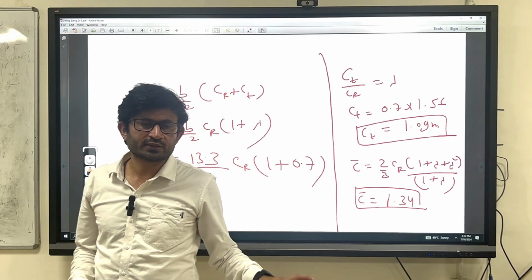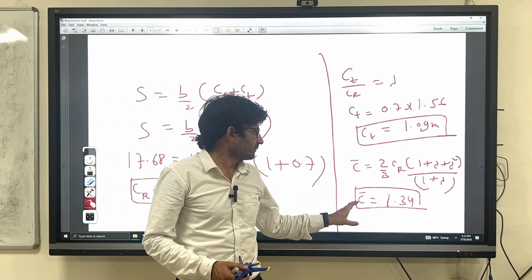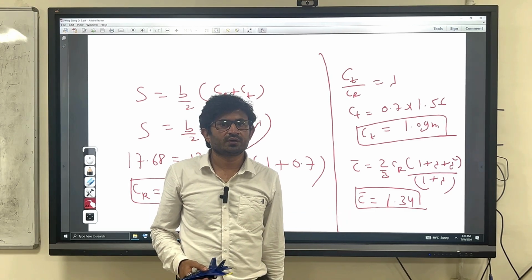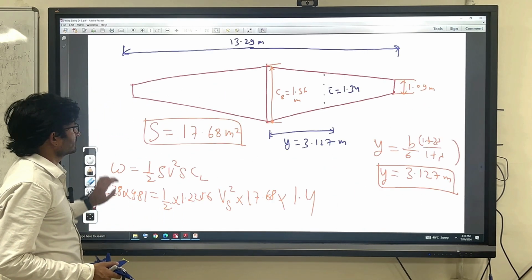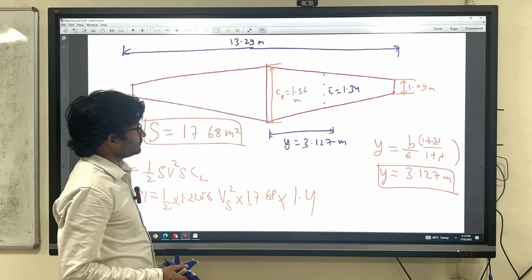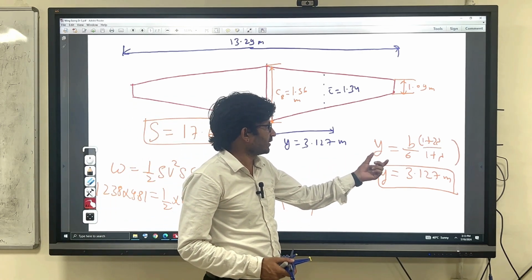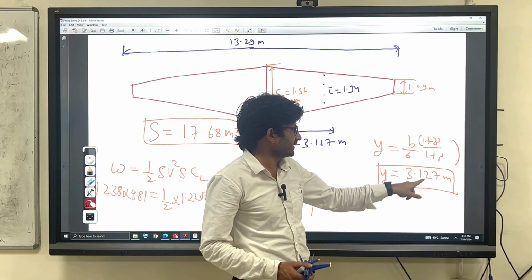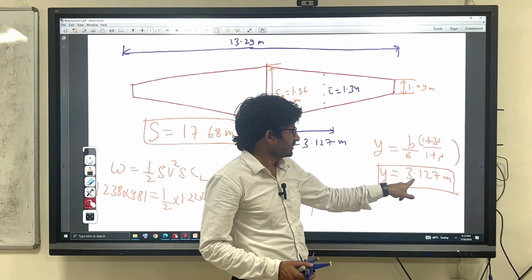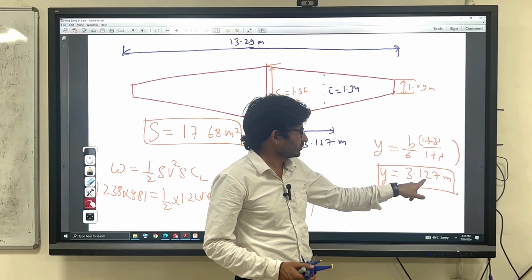So we have calculated the mean aerodynamic chord, but we don't know where we should locate it. Okay. So now you can locate the mean aerodynamic chord by using this expression: b by 6 times (1 plus 2 lambda) divided by (1 plus lambda), which works out to 3.127 meter.